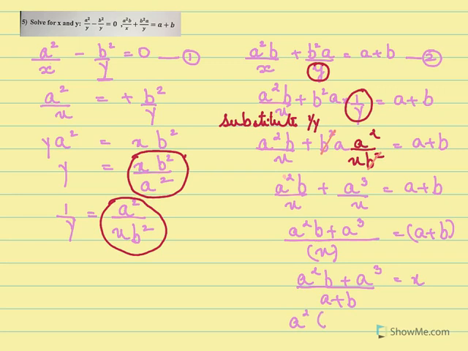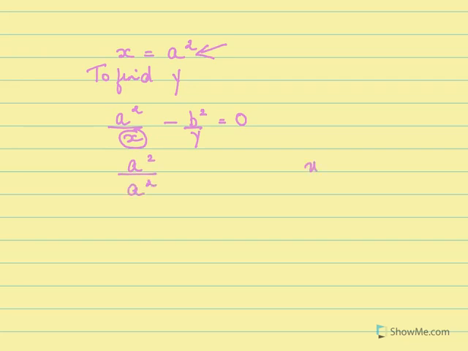From here I can take a square common out. So what remains here is b plus a. This is over a plus b equals x. Now I cancel. So my x equals a square. To find y, I need to substitute. Now go ahead and substitute the value of x. We know the x here we found out is a square. So let me substitute. For x I'm putting a square.